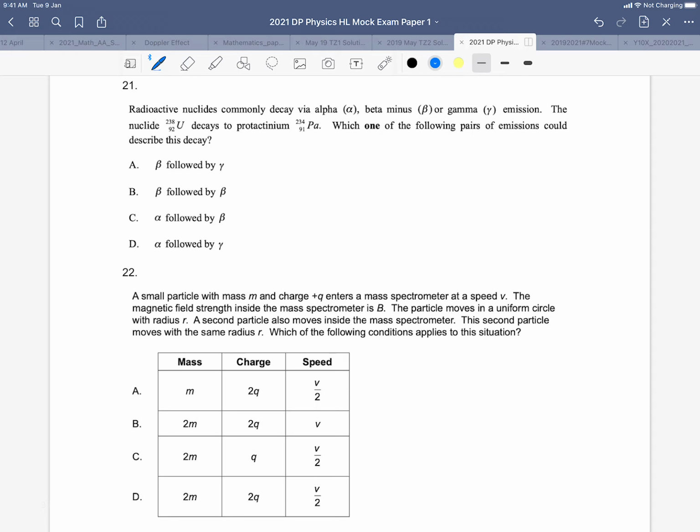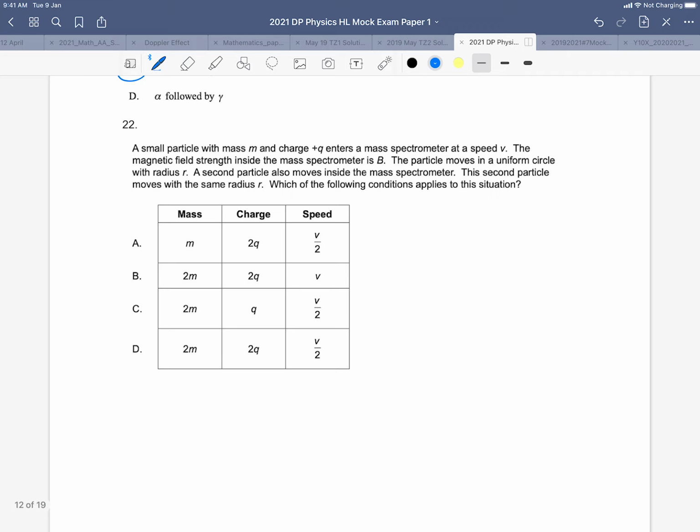Okay, so we have uranium-238 decaying into protactinium. Which one of the following pairs of emissions could describe this? Well, you can see the mass number goes down by 4, the proton number by 1. It definitely looks like there's some alpha involved because the mass number goes down by 4. So A and B are clearly not going to cut it. And then alpha would give us a 234 thorium, and then of course a beta, if it's the beta minus decay, we're going to increase that proton number by 1, so that seems right.